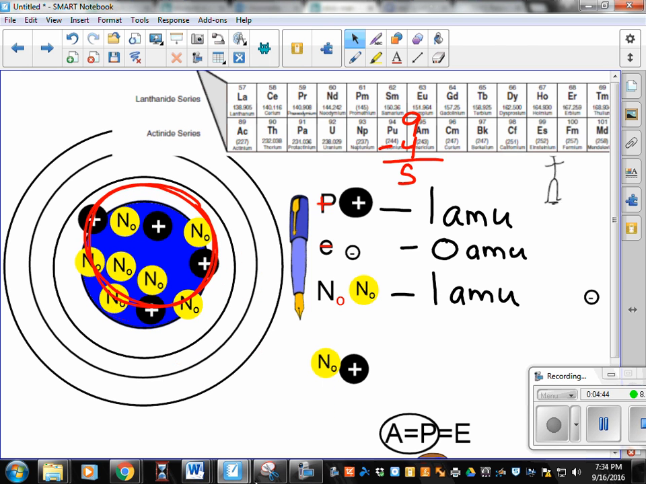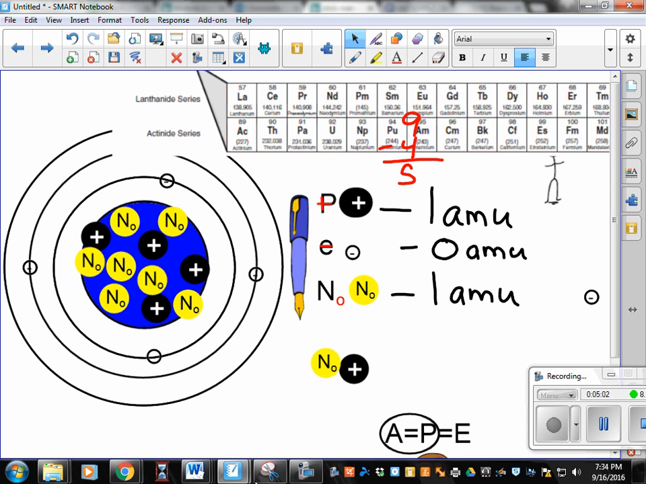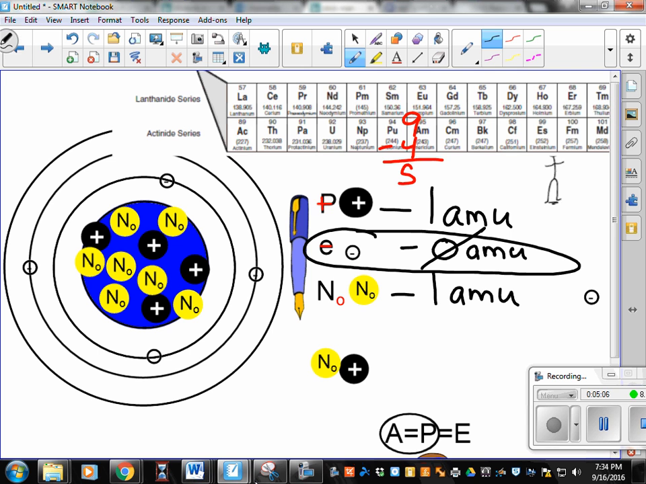One more thing, the reason why we don't count the electrons, because beryllium in a neutral atom also has 4 electrons, 2 on the first ring, the other 2 on the second ring. We don't count the electrons in the mass because remember, electrons don't have a mass.